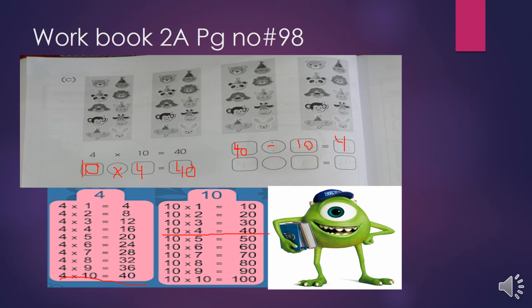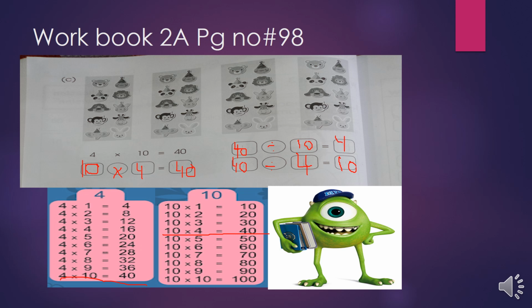And with this we have to make a division sentence. What will be the division sentence? 40 total, right class? When we are dividing into 4 equal groups, 40 is the total number, and when we are dividing into 4 equal groups, in each group how many faces are there? 10. So in each group there are 10 faces.